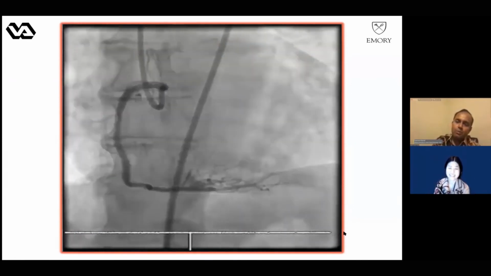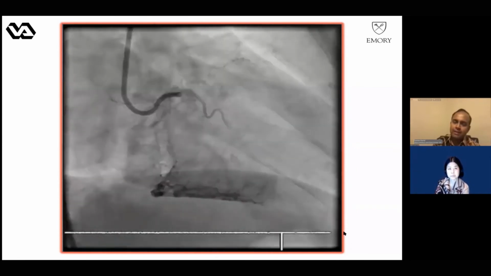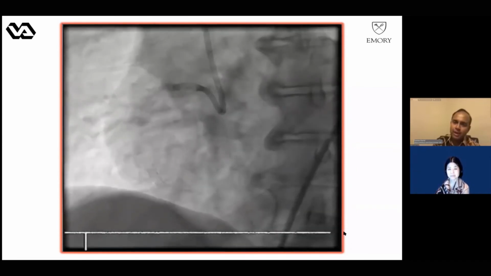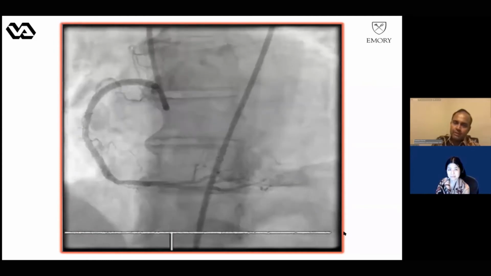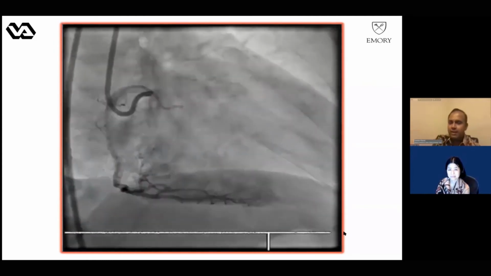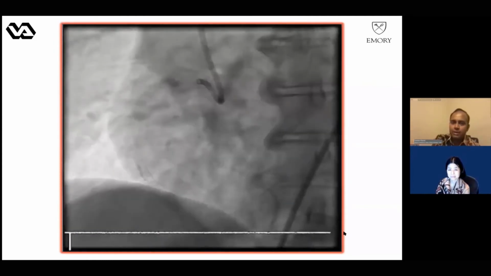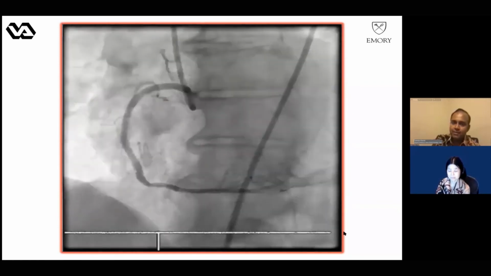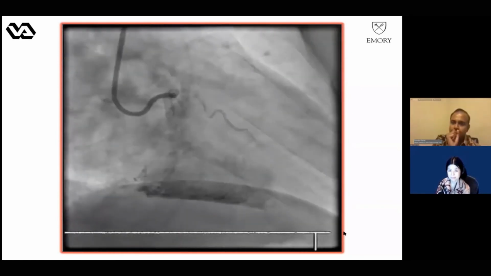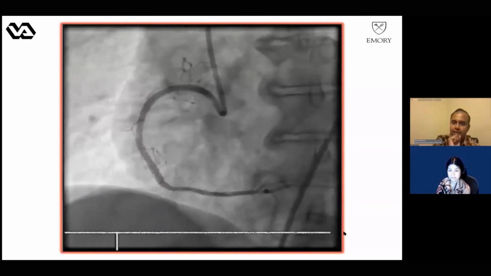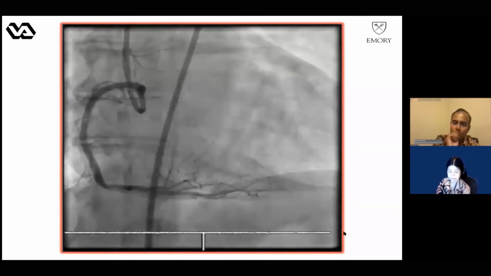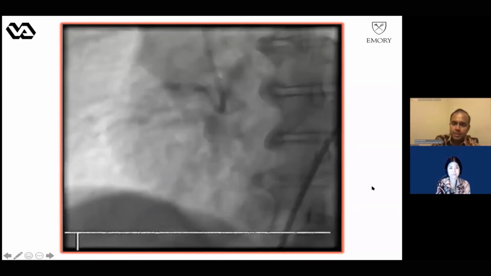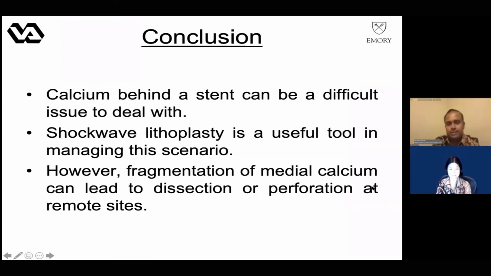Yes, and we actually thought that we covered the entire thing up to the aorta, because you can see we were able to disengage and re-engage with this Amplatz guide with no difficulty after the flash. And the other thing is, if you notice, the dye staining in the sinus of Valsalva has also disappeared. There is no more dye stain in the sinus of Valsalva. So calcium behind a stent can be a very difficult issue for us to deal with. With IVL, this is a useful tool in managing this scenario.